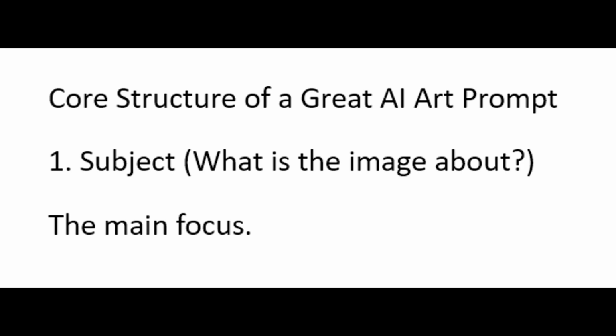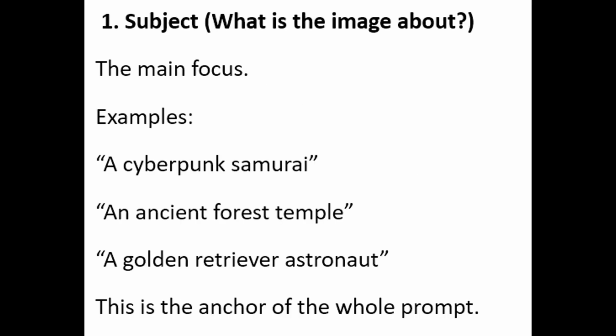The subject is the anchor of the entire prompt. This is the main focus of the image. Everything else in the prompt supports or enhances the subject. Strong subjects are usually specific, visual, and emotionally interesting. For example, a warrior is generic, but a cyberpunk samurai with glowing armor immediately creates stronger imagery. The more visually distinctive the subject is, the easier it is for the AI to produce memorable results.